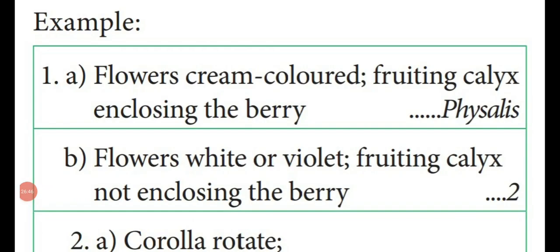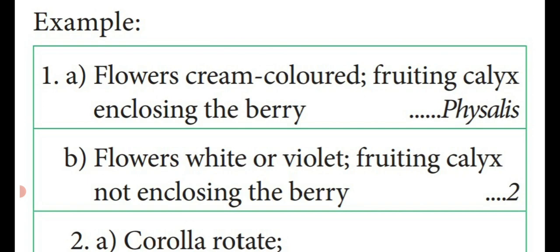The example of taxonomic keys is: flowers cream colored, fruiting calyx enclosing the berry. Example, Physalis. Fruiting calyx means the fruit also contains the calyx, the first whorl of a flower. Normally, the calyx falls off once the fruit is formed, but in some plants, the calyx grows along with the fruit development. That is said to be flowers cream colored, fruiting calyx enclosing the berry. For example, brinjal. Brinjal is violet in color, that is a fruit, even though it is a vegetable, but according to the plant description it is a fruit only. At the base they have the green colored portion known as calyx.